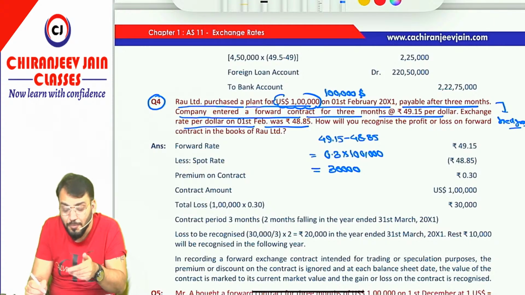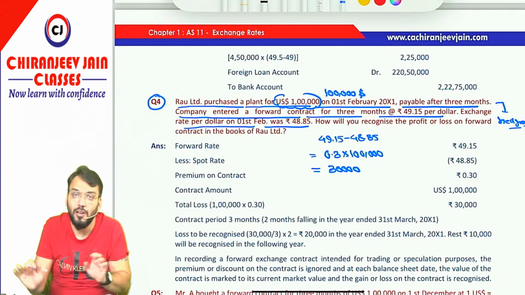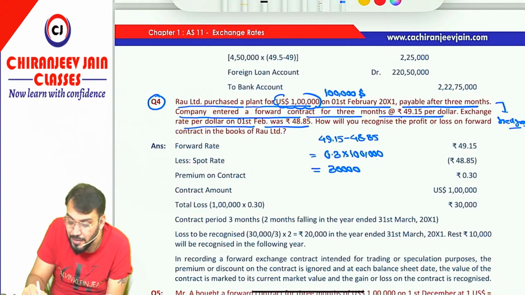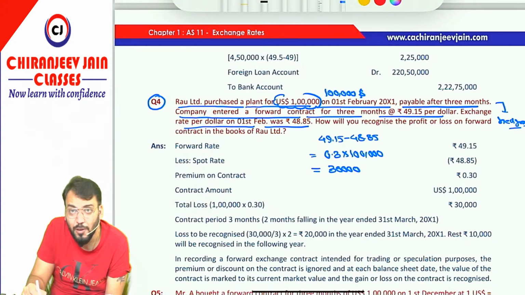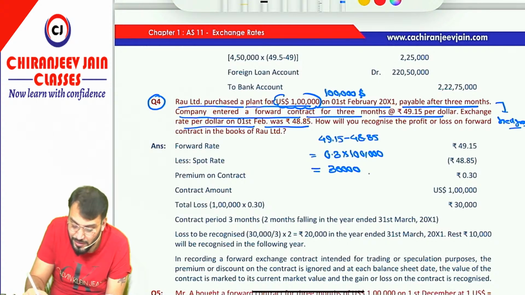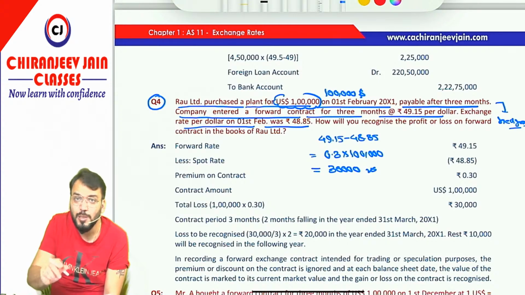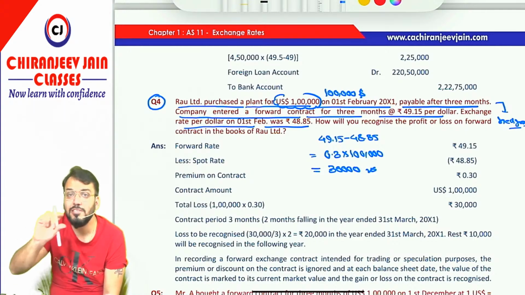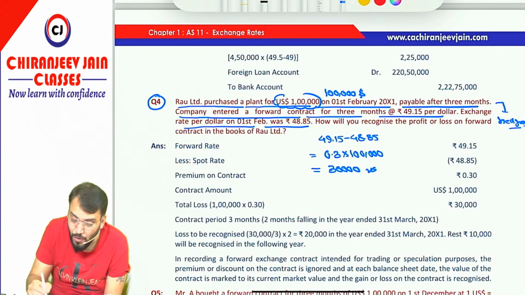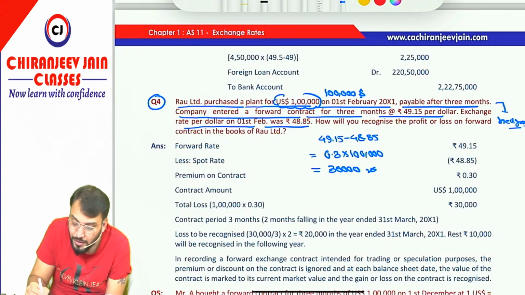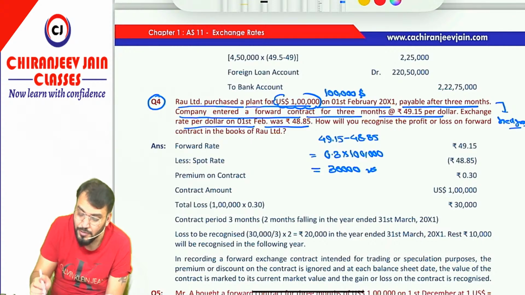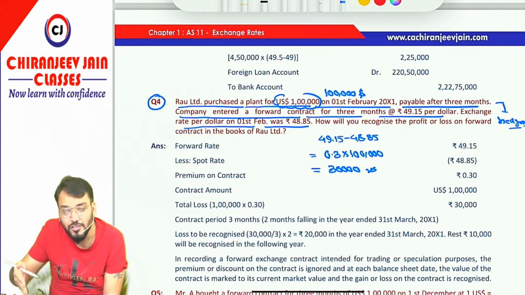Now loss beyond this will not be our loss. Means if the dollar rate becomes 50, then also we need to pay 49.15 only. This is known as premium on contract, and this premium will be amortized during the life of the contract. So what is the life of the contract? 1st Feb 2001 for 3 months. So 1st Feb, then March, then April.